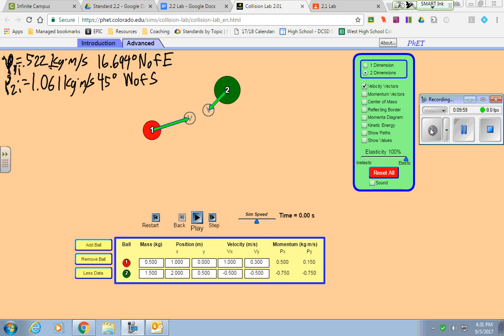So now we have our two initial momentums. What I'm going to do is now run the simulation and see what we can do once you have these two objects moving in two directions. Momentum is conserved, especially when we have an elastic collision, which we see over here. That means that the momentum isn't going into the environment. So we're going to press play, see what happens, and then calculate our final momentums.